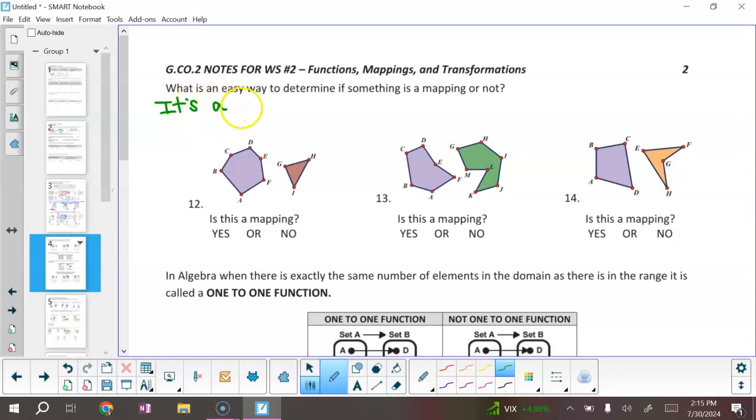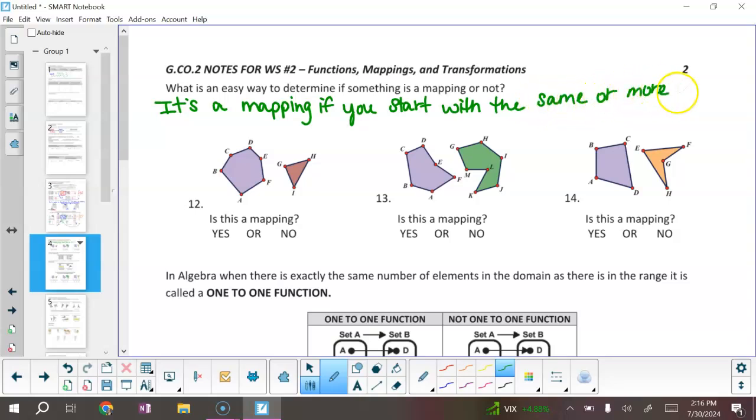So it is a mapping if you start with the same or more points than when you end. Okay, so like on the first ones, number 8 and 10 and 11, they all satisfy this rule.